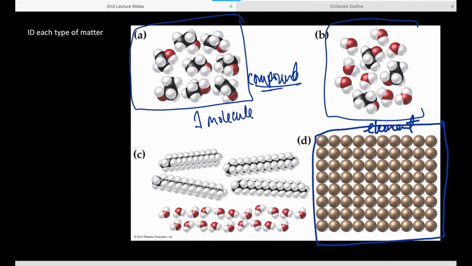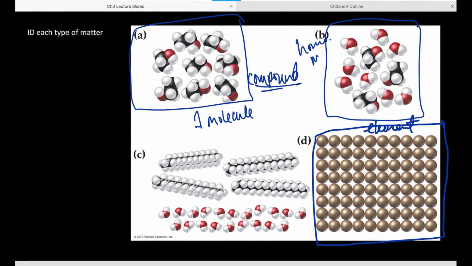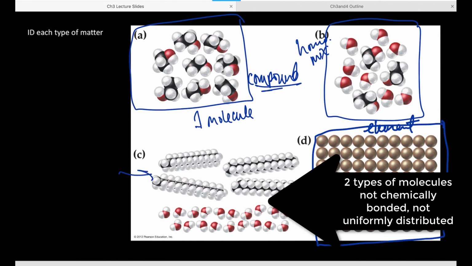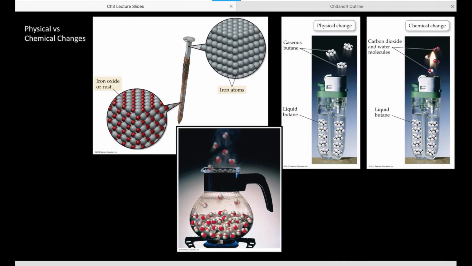Here we have a mixture of molecules that seem to be evenly distributed amongst each other, which means that would be our homogeneous mixture. And then down here we have that exact same array we saw with the oil and the water, where this would be our heterogeneous mixture. Yes? All right. Moving along.